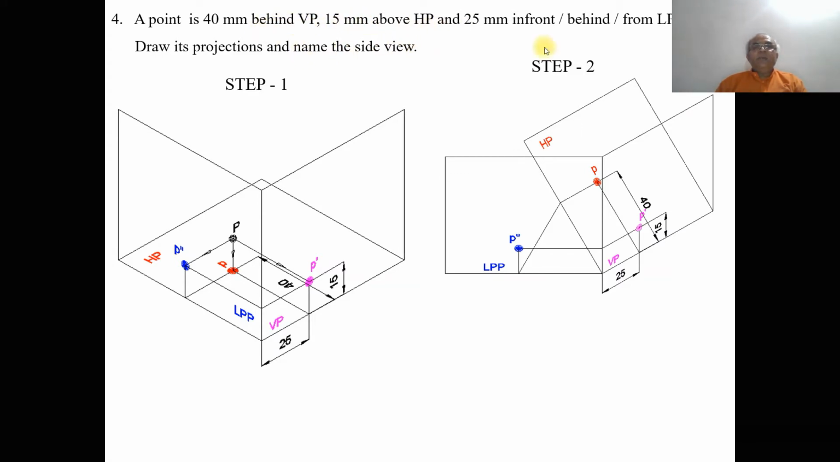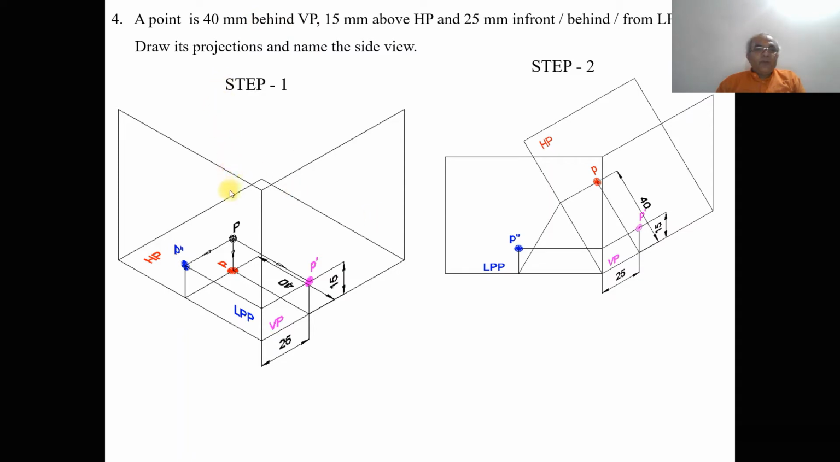And since it is behind LPP by 25 mm, the image you get in the left profile plane is the left side view. Now to analyze this, when you look from the front view, I can see the distance above HP, which is 15. When it is looked at from the front view, it is projected onto the vertical plane, so this point is going to become P dash, 15 mm above HP.